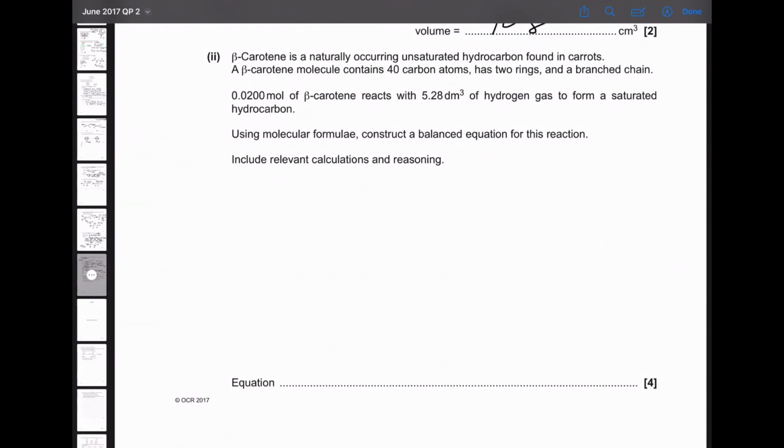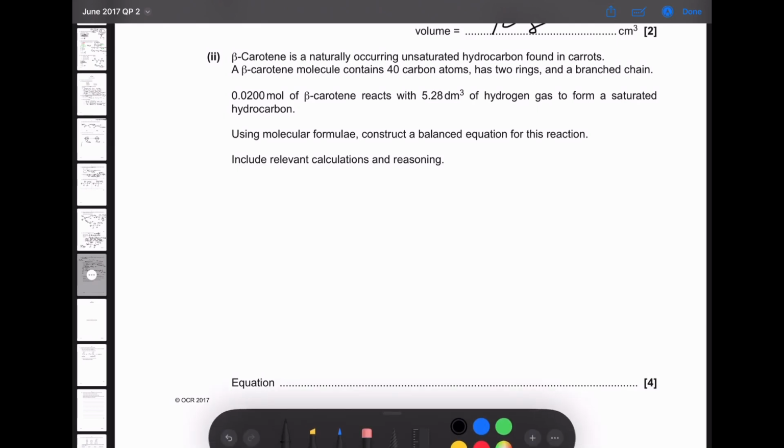Beta-carotene is a naturally occurring unsaturated hydrocarbon found in carrots. A beta-carotene molecule contains 40 carbon atoms, has 2 rings and a branched chain. 0.02 moles of beta-carotene reacts with 5.28 decimeters cubed of hydrogen gas to form a saturated hydrocarbon. Using molecular formulae, construct a balanced equation for this reaction.